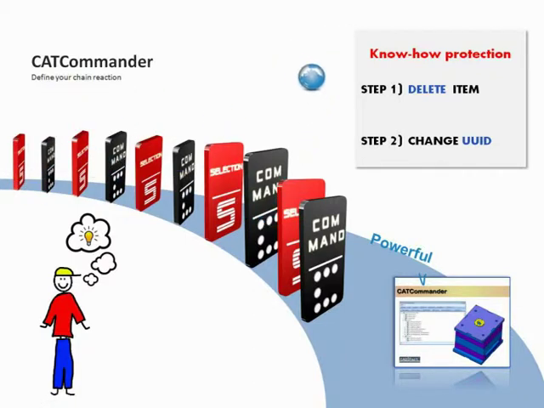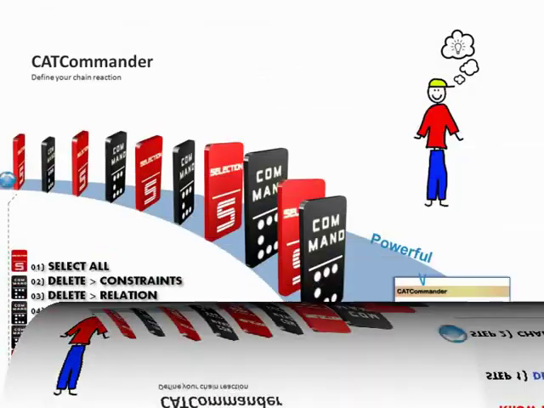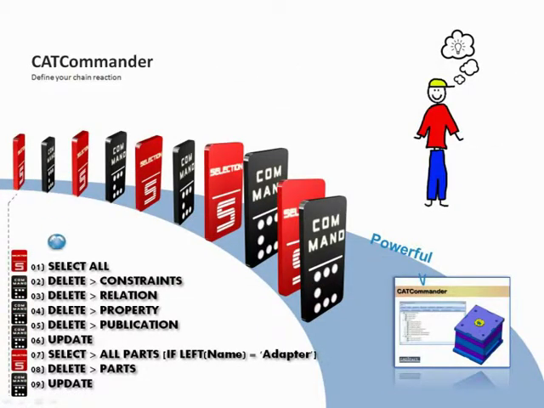Delete items and change UUID. First of all, I want to protect my know-how and make a macro to delete these items: constraints, relations, properties, publications, and parts. Their names are beginning with adapter.